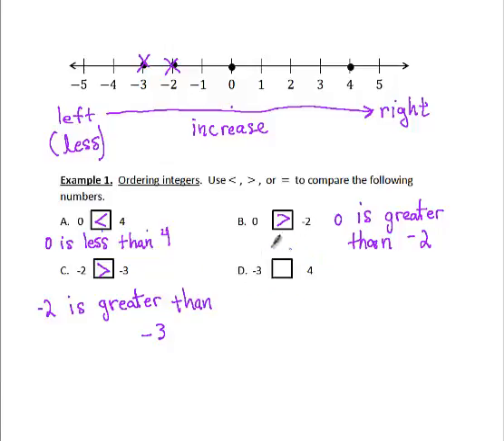And finally, another easy situation, we compare a negative number to a positive number, and automatically the positive number is the bigger one, and so the inequality opens up towards the 4. And in words, we can write negative 3 is less than 4. The alligator wants to eat the bigger meal, so his mouth opens up towards the 4.